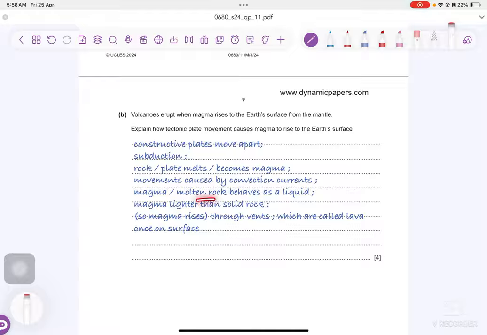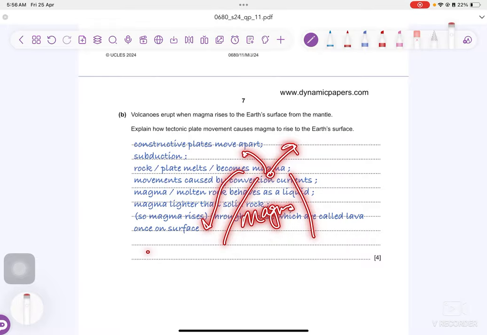Magma, molten rock, behaves as a liquid, and then it becomes lighter than the solid rock, so it rises up. When it erupts and leaves to the surface, it cools. Here inside it's magma, but once it leaves, it's called lava. Okay?